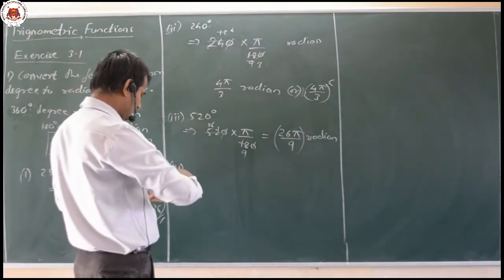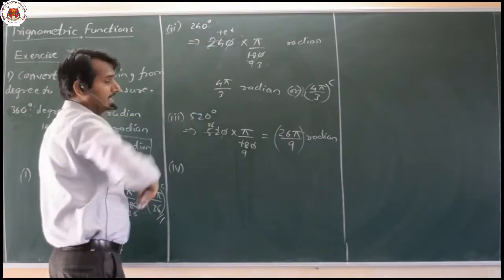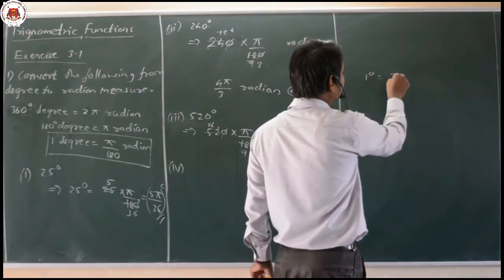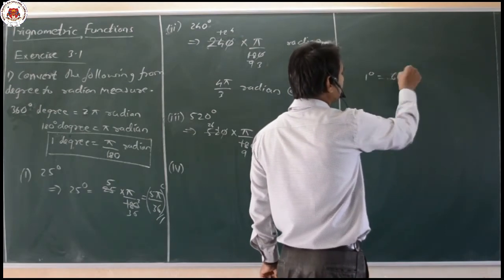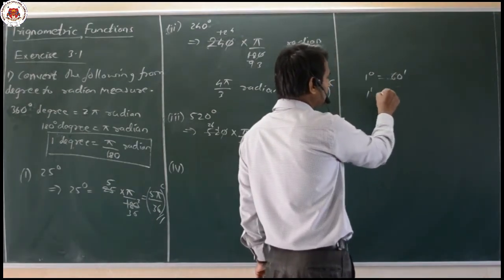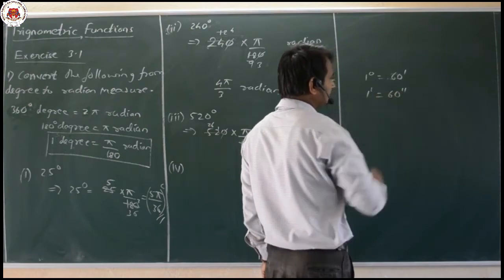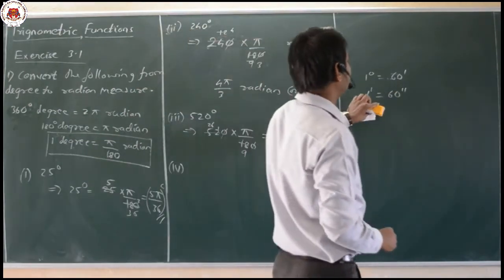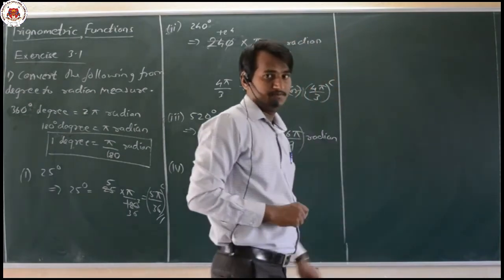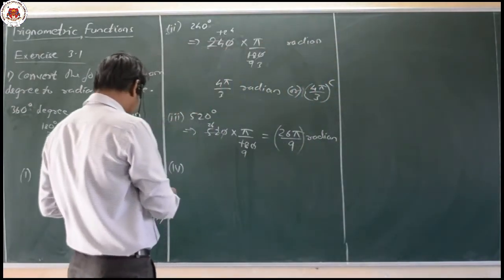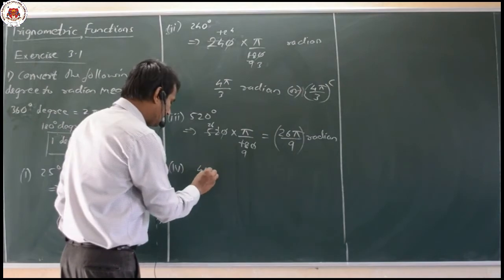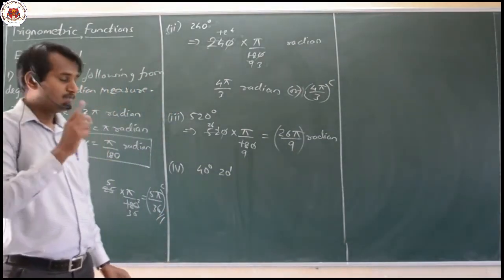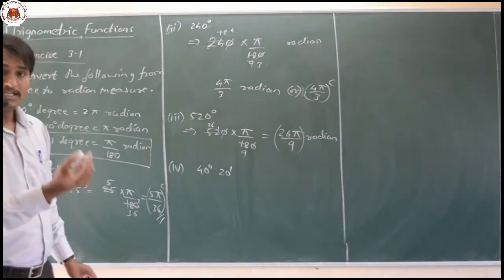Now suppose only in terms of degrees he had given, we know that 1 degree is equal to 60 minutes, and 1 minute is equal to 60 seconds. If suppose he had given in terms of degrees, minutes and seconds, how to solve it, that we shall observe now. The example is 40 degrees and 20 minutes. You have to convert this whole thing into radian.